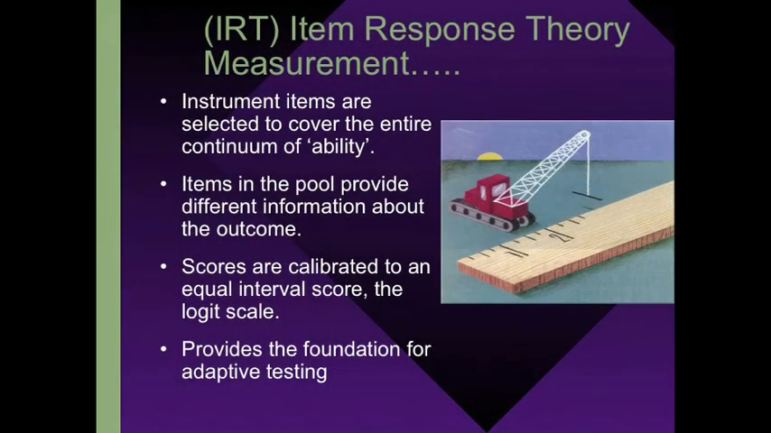The middle, I can show you example after example where we got the middle covered beautifully, and the ends much more difficult. So, instrument items are built that will cover the entire continuum of whatever the ability trait is, and items will provide different information if you've done it well. The scores are then calibrated to an equal interval scale. It's the Logit scale, and this provides the foundation for adaptive testing.